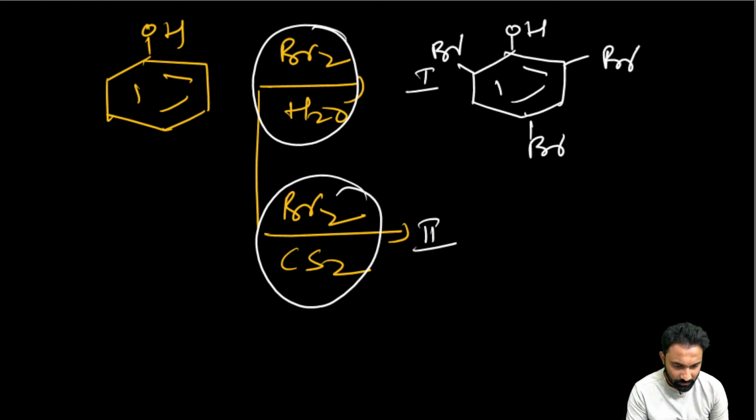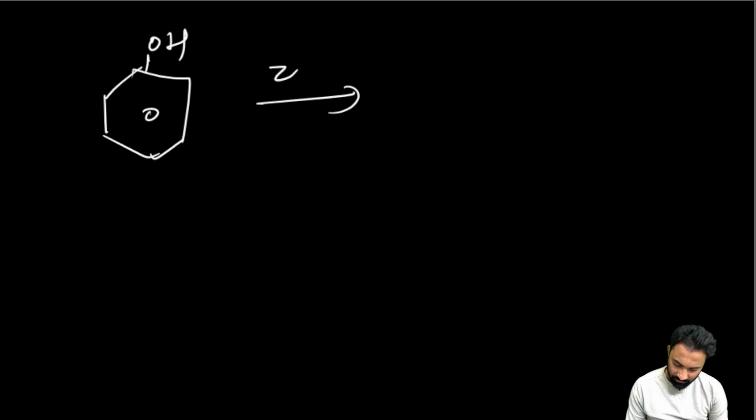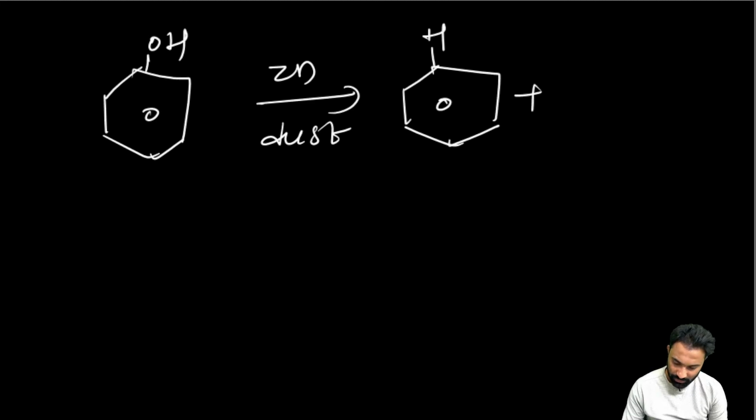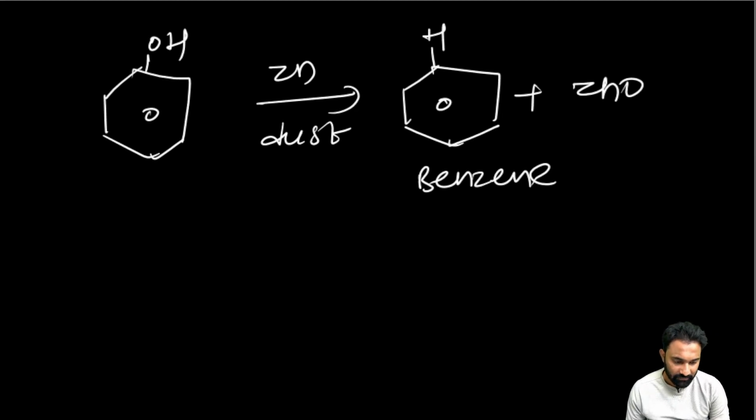Next we'll move to another type of reaction. That is phenol and zinc dust. If they have given phenol and zinc dust, directly you can remember that it will give benzene, and ZnO will be formed. This is one type of reaction we are having.